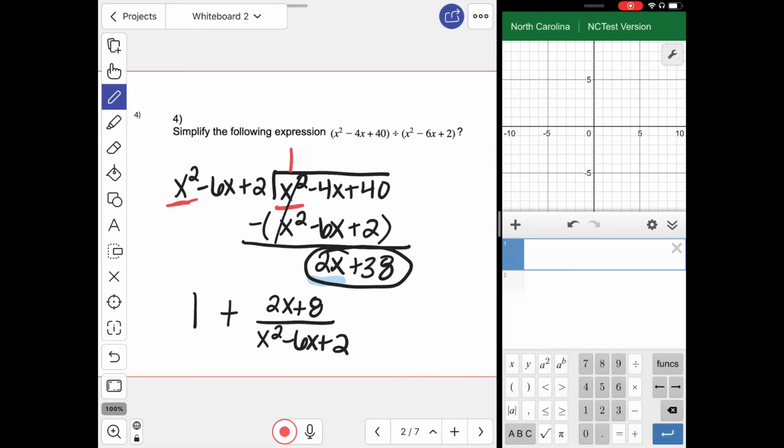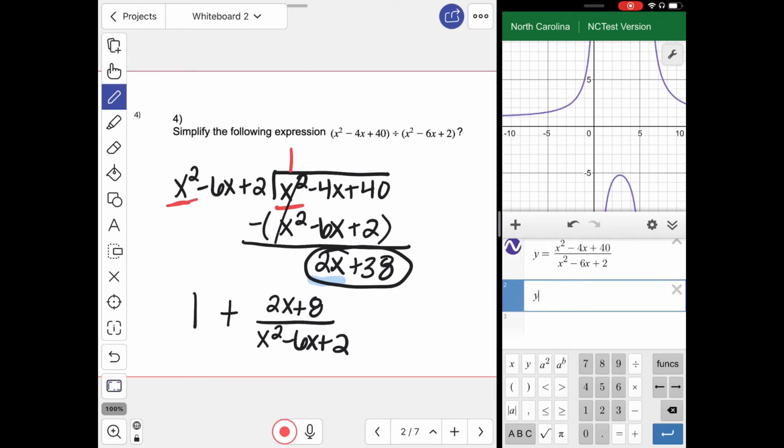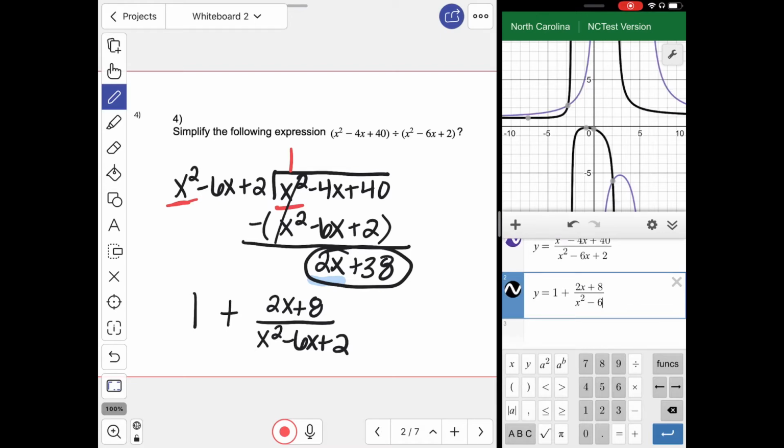Another thing you could do is take the problem and turn it into a graph. So you could say x squared minus 40x plus 40 divided by x squared minus 6x plus 2. The answer that you get, or the answer choices, should match that same graph. So you've got to be careful when you're typing this in, though. You've got to make sure that you are putting all your pieces in correctly with the numerator and the denominator.